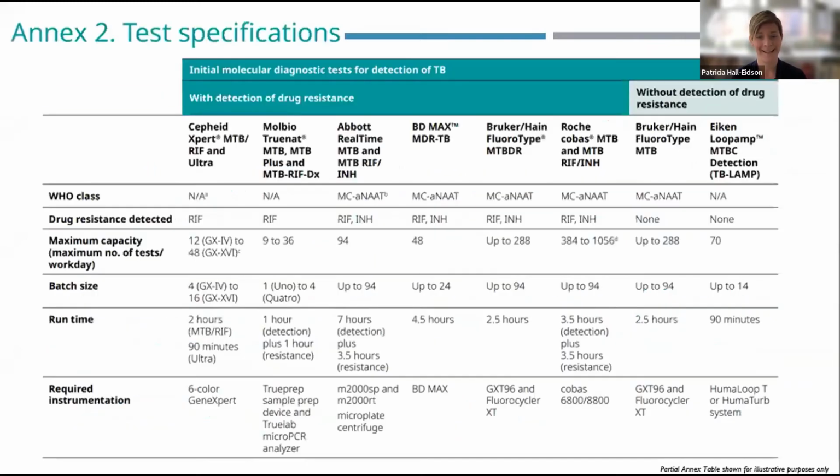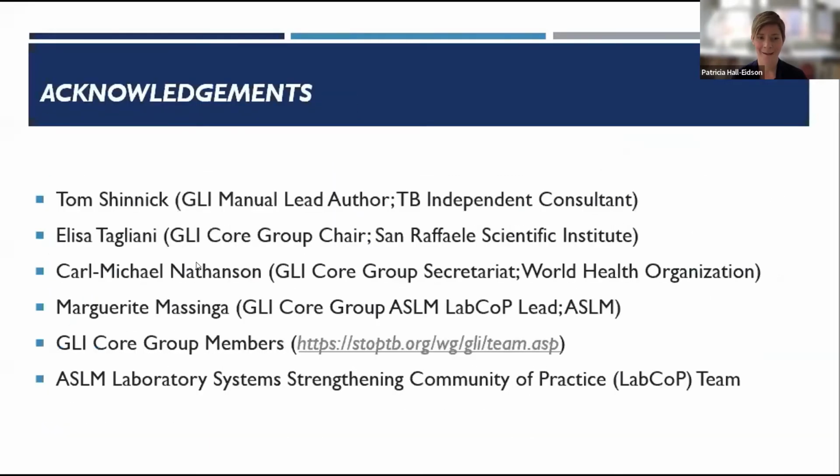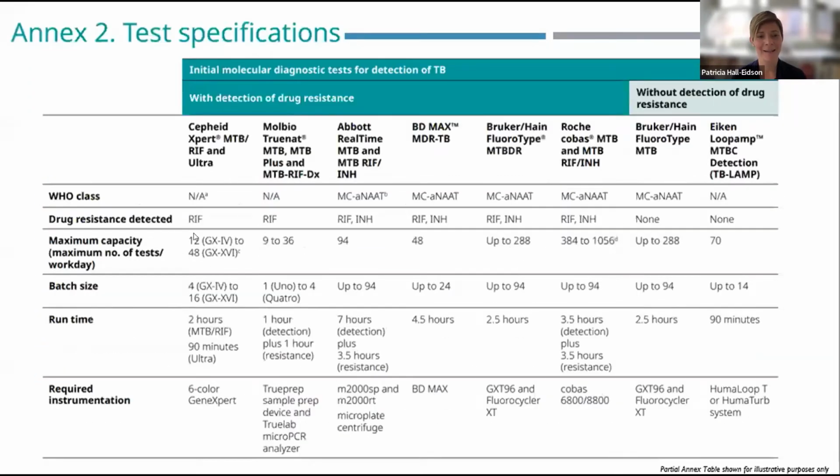This brings us to Annex 2, mWRD test specifications, where the tests are described according to columns. You can see the test names here. And where the tests, in answer to our sample question, the capacity is shown as the third row right here, where you can see, apologies, that the capacity ranges from 12 tests all the way up to 1,056 tests as a maximum number of tests that can be completed in a workday.